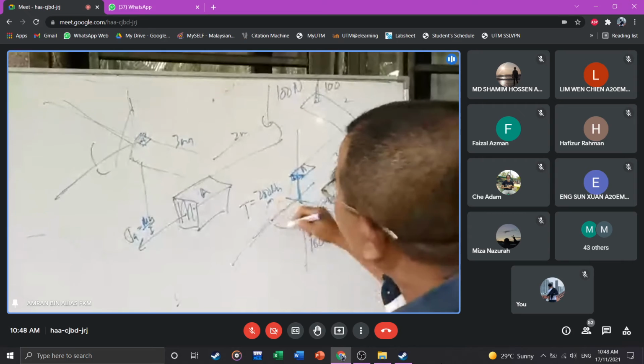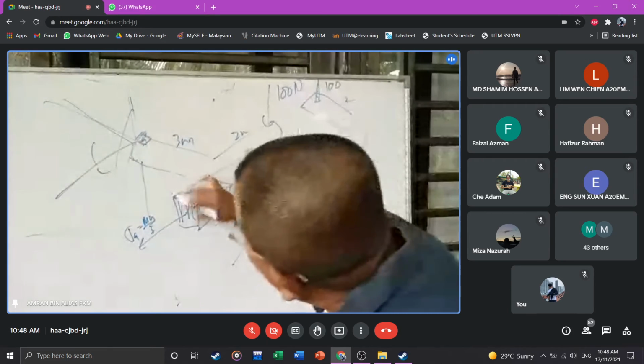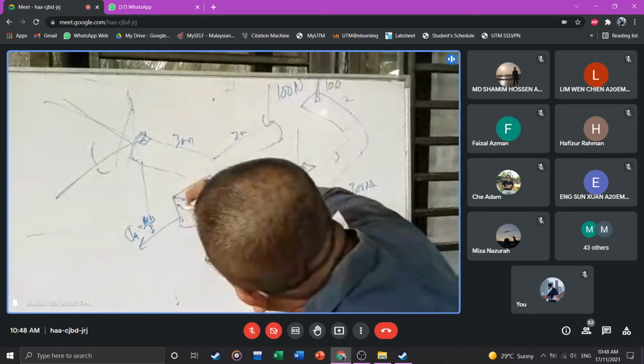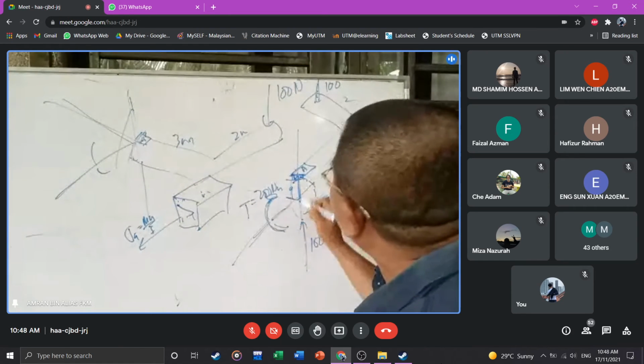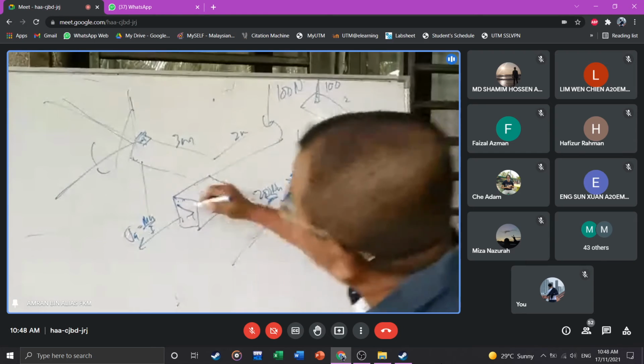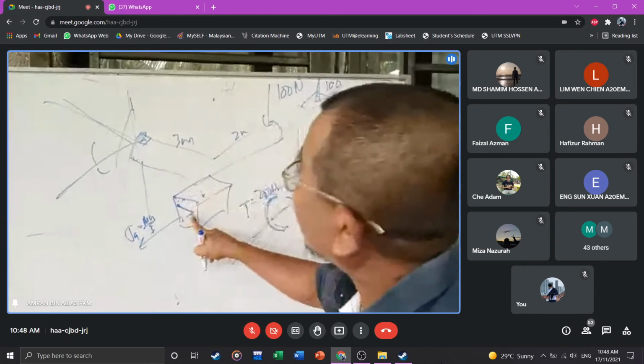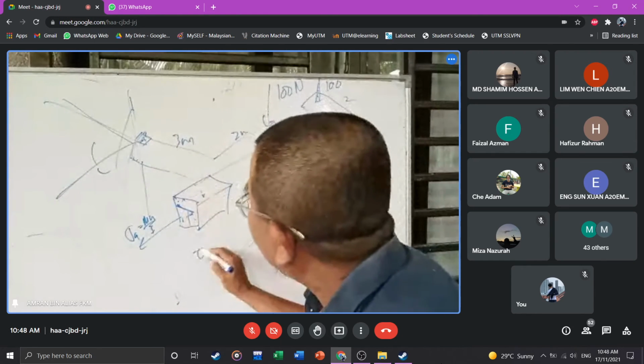What about the torsion here? Torsion here is going that way, so the shear is going that way. See that? Going that way. Up, down, down. See that? Here is horizontal. Your tau now. So this is your tau here.